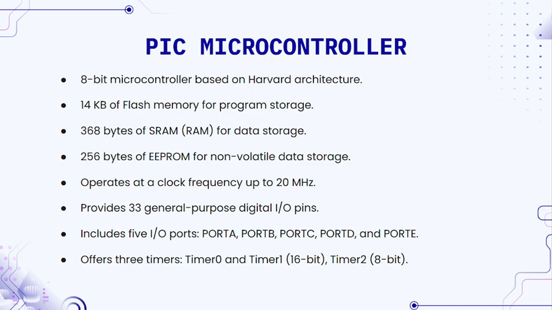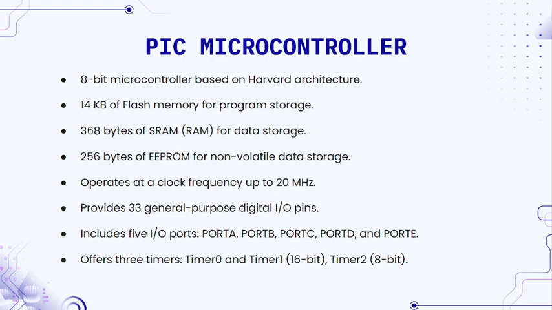It has 14 KB of flash memory for program storage, 368 bytes of SRAM, static RAM, for data storage, 256 bytes of EEPROM, erasable electronically programmable ROM, for non-volatile data storage. It operates at a clock frequency of 20 MHz and provides 33 general digital IO pins. IO pins are generally input-output pins. Some pins are used for giving input to the controller and some are used for giving output to another device. It includes 5 IO ports: port A, port B, port C, port D and port E.